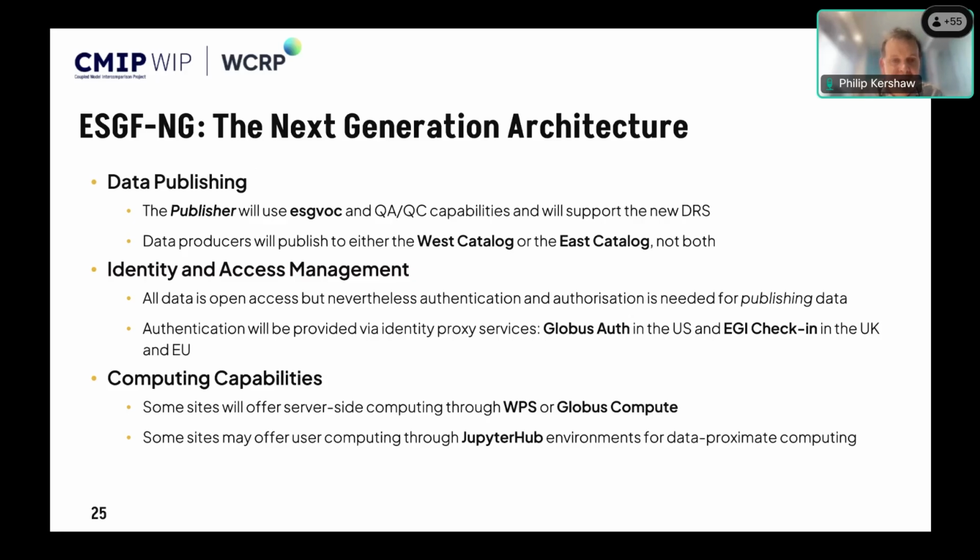With the identity and access management, all the data is open access, so you don't need to sign in to access the data. It's the same arrangement as was for CMIP7, but you do need to interact with the identity and access management system if you're publishing data. And in order to support that, similar to the concept of a West and East catalog, we've got two main identity hubs: one in the US using Globus and one for the UK and EU using EGI Check-in.